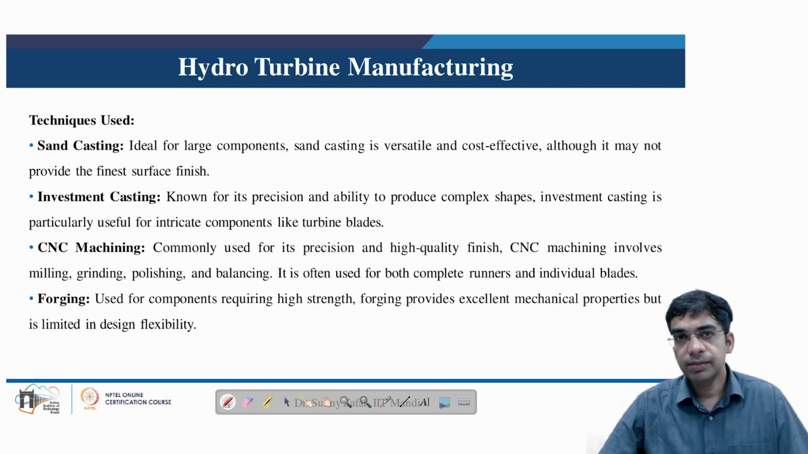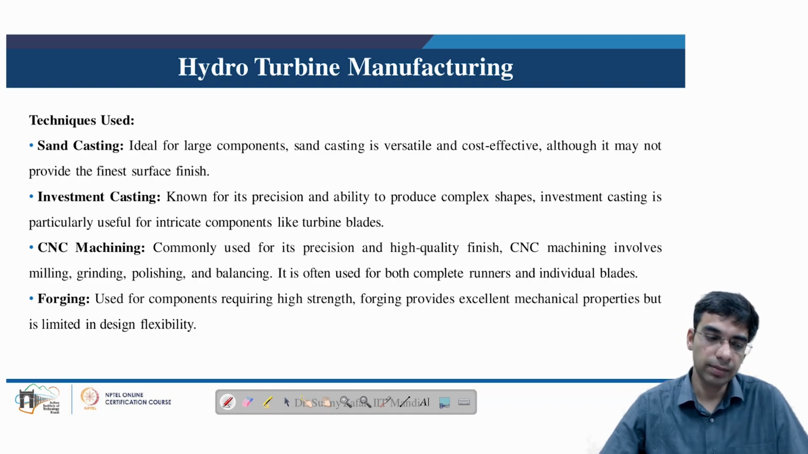Then comes CNC machining. Here again conventional machining is utilized, with the control of computer numerical control machine tools. This is commonly used for its precision and high quality finish. In CNC machining, various machining processes such as milling, grinding, polishing and balancing may be done, and this may be used for both the complete runners or the individual blades of the turbine.